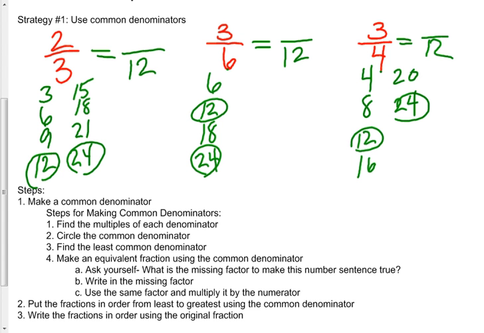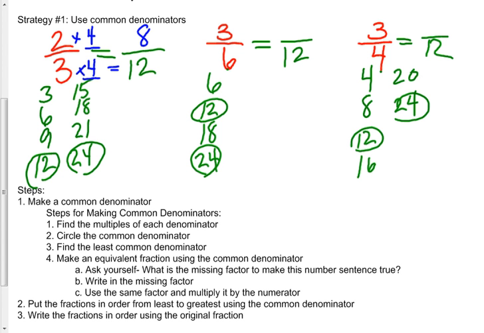So now we have to ask ourselves, what's the missing factor to make this number sentence true? 3 times what gives me 12? 3 times 4 equals 12. And we're going to bring that up to the numerator because we know 4 over 4 equals 1. And anything times 1 stays the same. It equals itself. 2 times 4 equals 8.